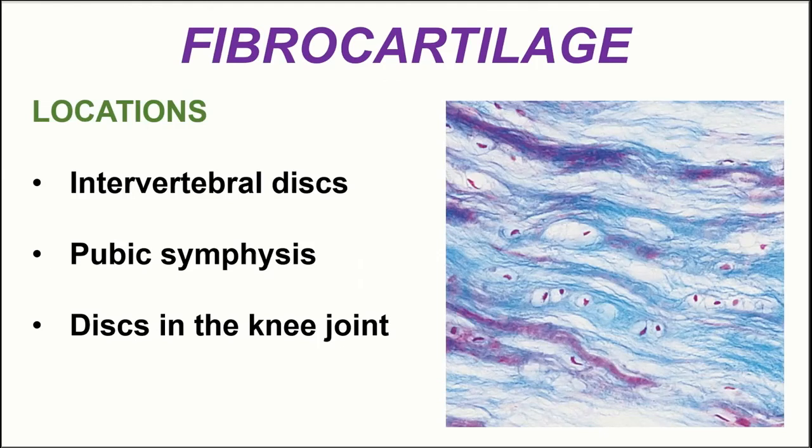Last but not least, here we have fibrocartilage. Fibrocartilage has a few locations within the body, not quite as well distributed as we see with hyaline cartilage, but it is in some very important locations and does serve a very important function there. The three major locations that we'll highlight here are the intervertebral discs, the pubic symphysis, as well as the discs within the knee joint.